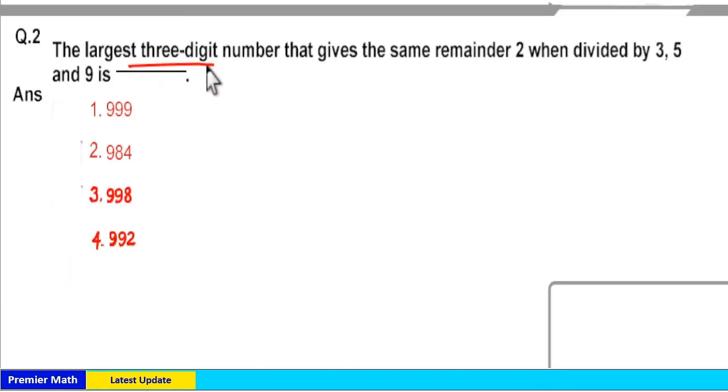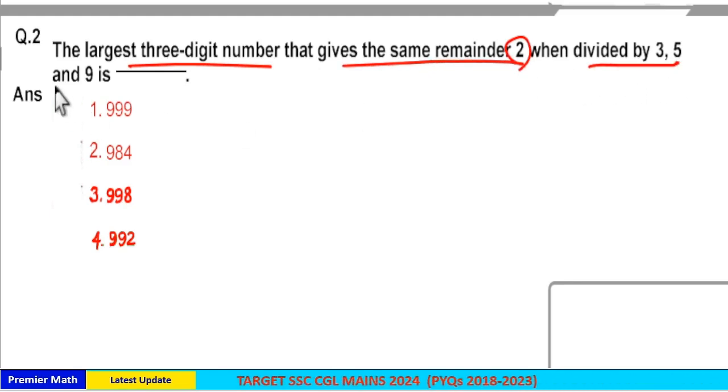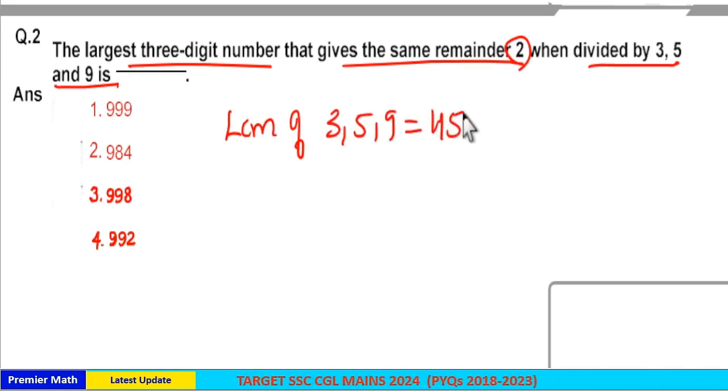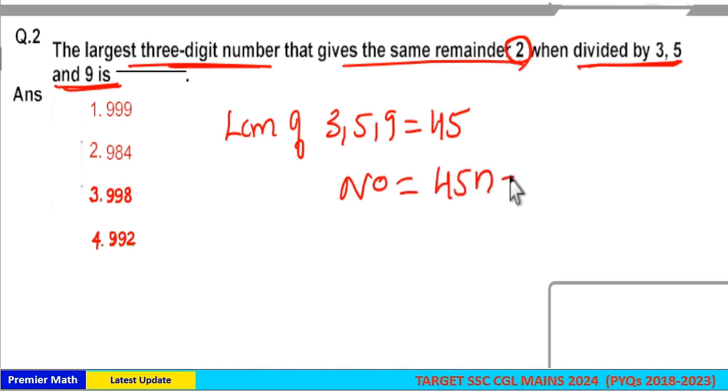The largest 3-digit number that gives the same remainder 2 when divided by 3, 5 and 9 is. Here take the LCM of 3, 5 and 9. 3 goes in 9, so 9 into 5, 45 is the LCM. Now if you take the multiples of 45, all those multiples are divisible by 3, 5 and 9. But here this 3-digit number gives remainder 2, which means the number is equal to a multiple of 45 plus 2.